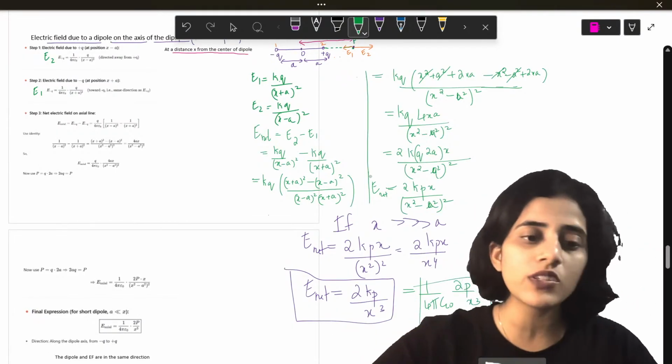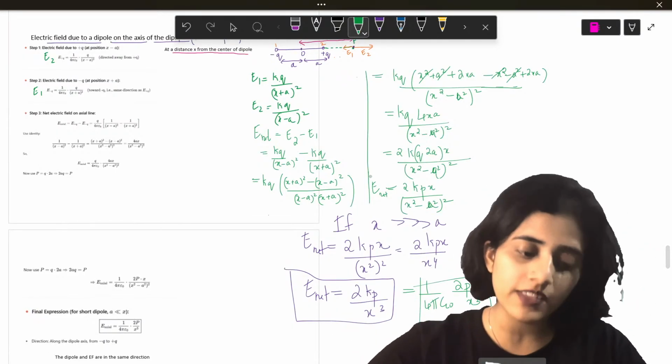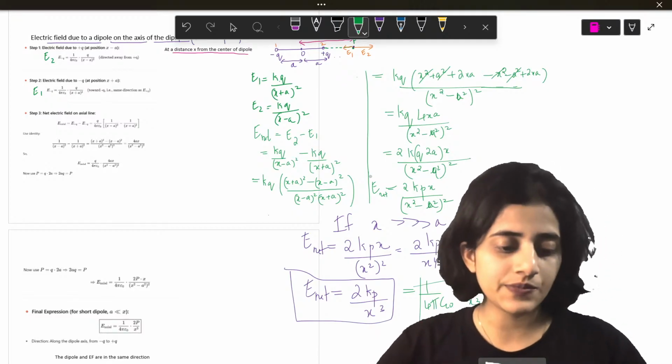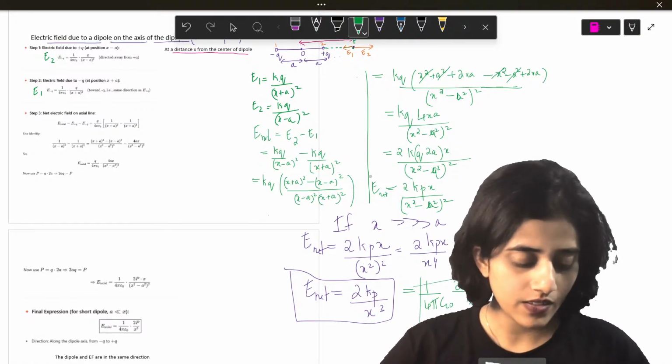I've also typed out the derivation for those of you who want it that way as well. Okay. So however you want it, you can look at it. Is that fine?